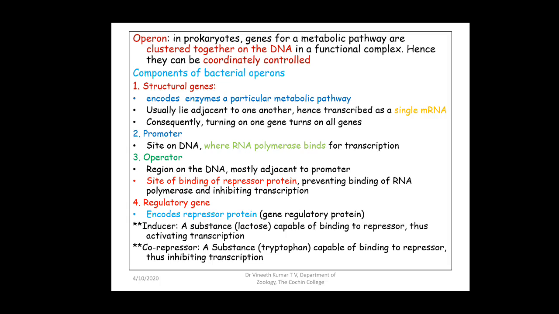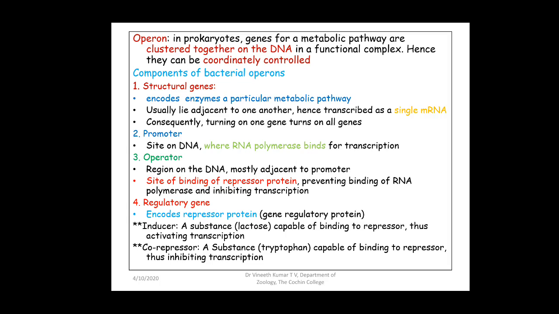Coming to the regulatory gene, this will be seen again upstream of the promoter region, and it encodes a protein which is called a repressor protein or regulator protein. This repressor or regulator protein is the one which goes and binds to the operator and controls whether RNA polymerase should move and transcribe the gene or not.